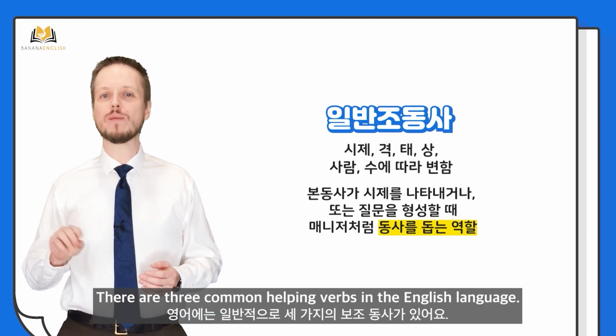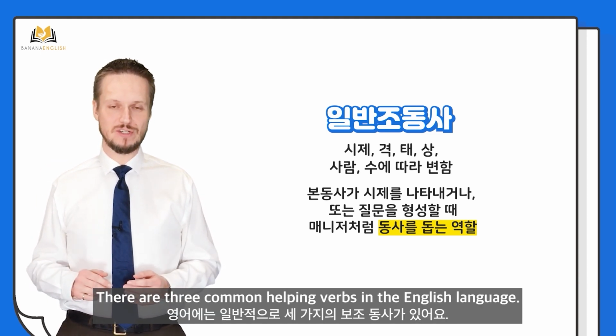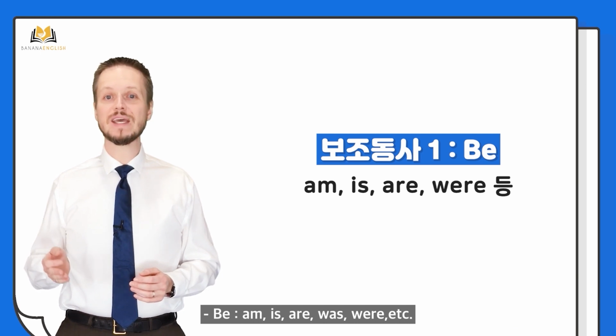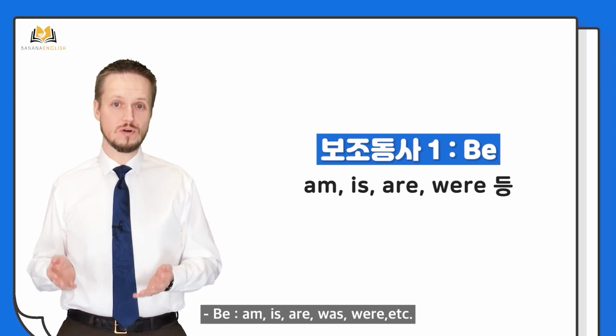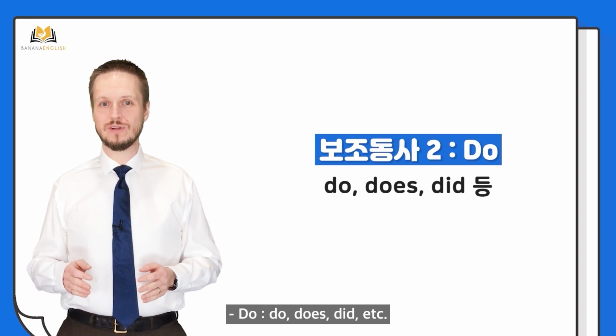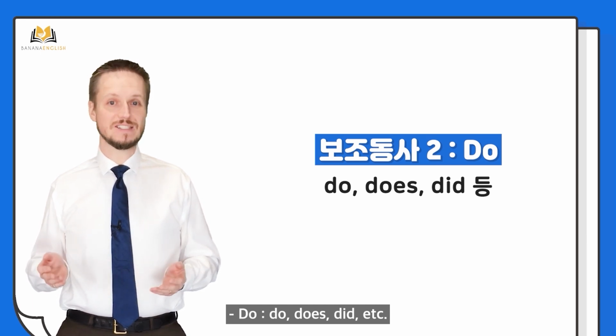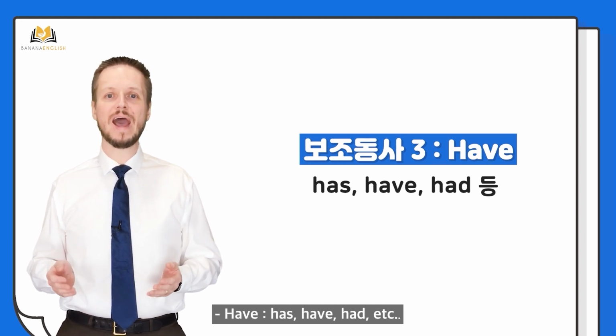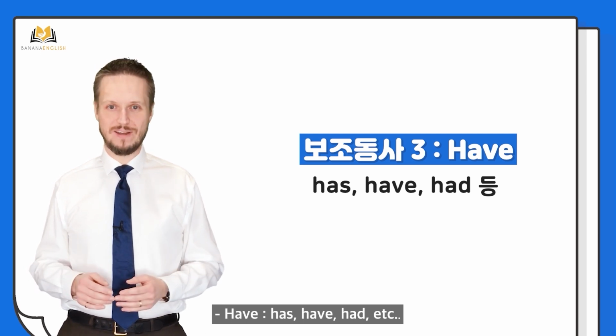There are three common helping verbs in the English language. Be: am, is, are, was, were, etc. Do: do, does, did, etc. Have: have, has, had, etc.